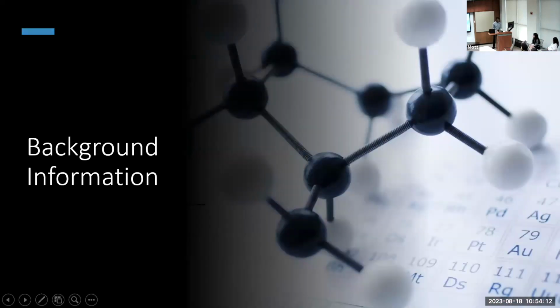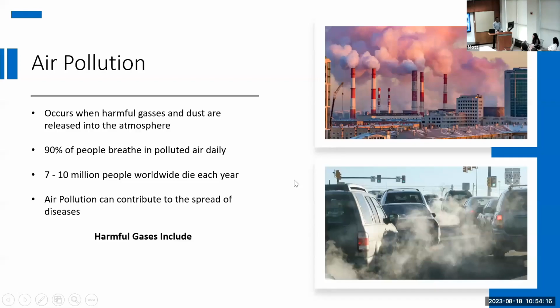In order for us to understand, we need a little background into what exactly we're talking about. So we'll start with air pollution. Air pollution occurs when harmful gases and dust are released into the atmosphere. 90% of people breathe in polluted air daily, and approximately 7 to 10 million people worldwide die each year.